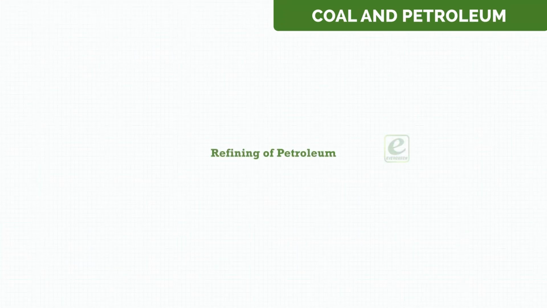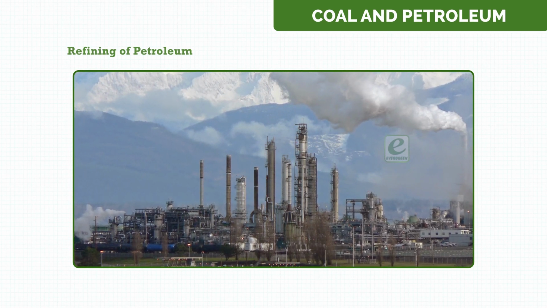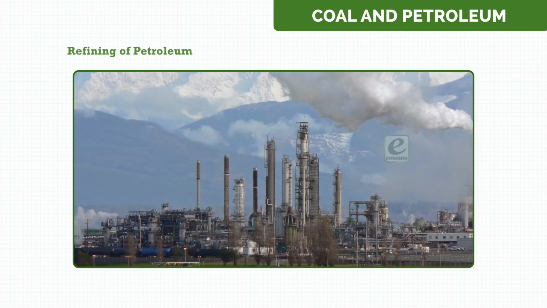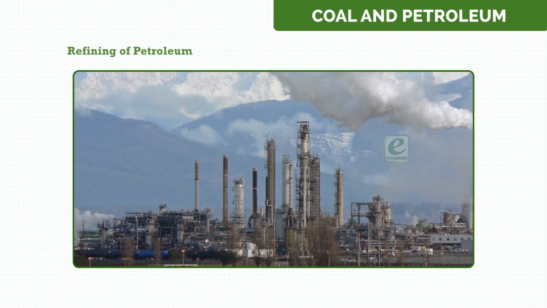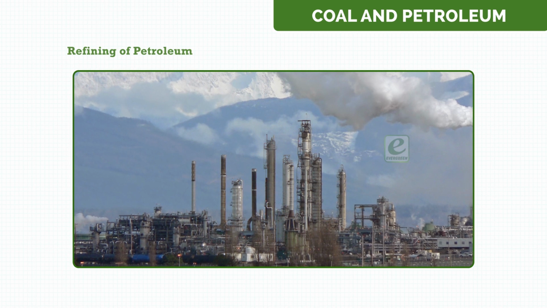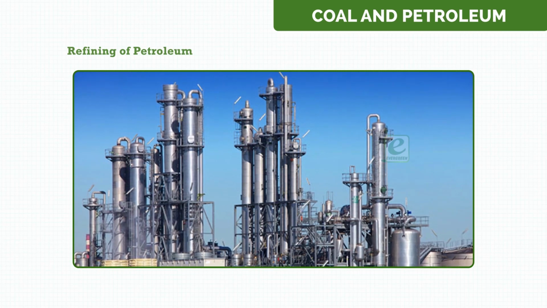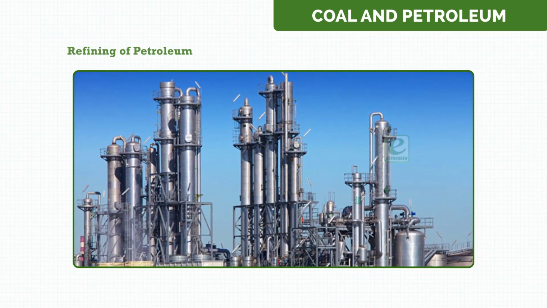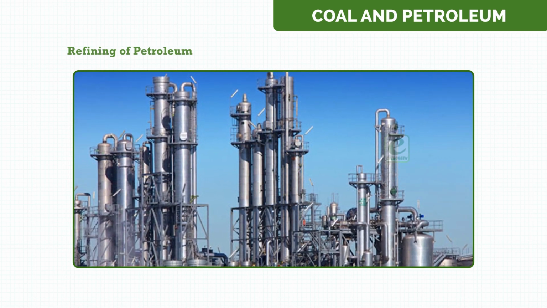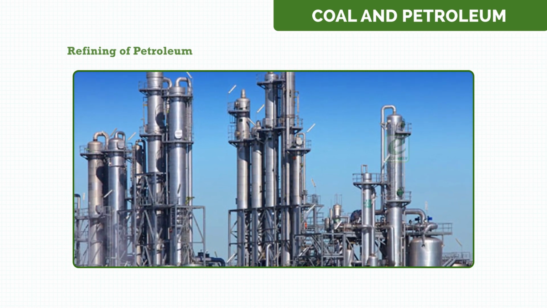Refining of petroleum. The petroleum drilled out from oil wells is a crude material consisting of a mixture of hydrocarbons with salt, water, and earthly particles. Since this crude oil cannot be used as such, it has to be purified or refined to obtain more useful components. The process of separating crude petroleum into more useful components is called refining. This process is carried out in a petroleum refinery. The method used in the refinery is called fractional distillation.